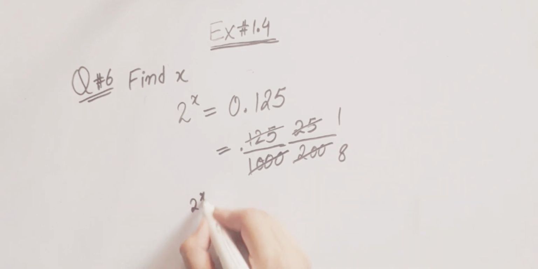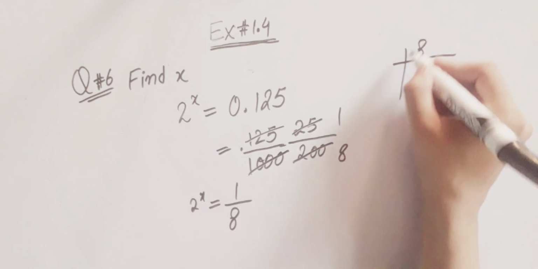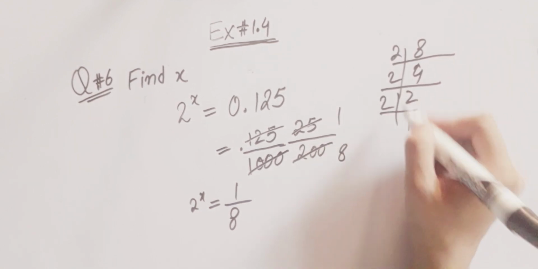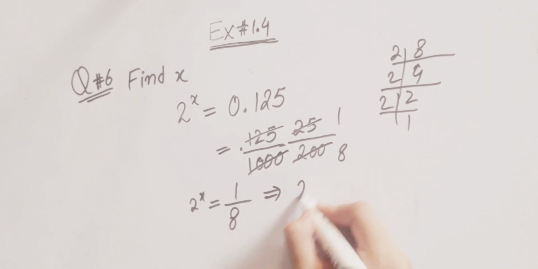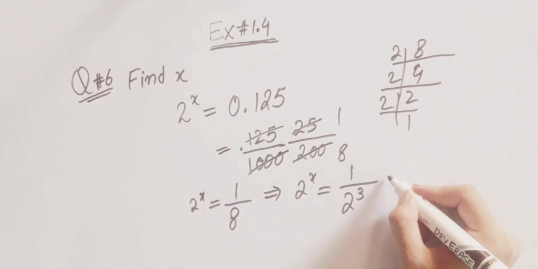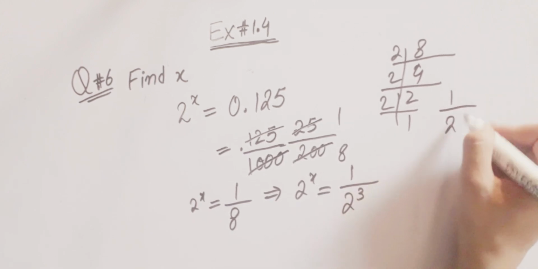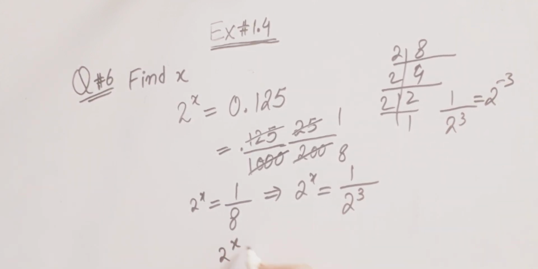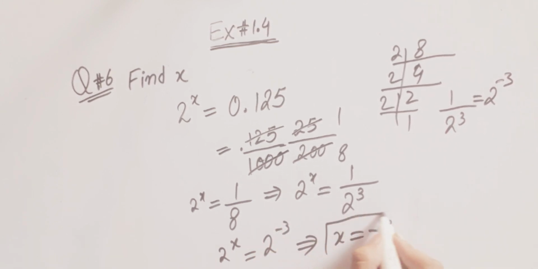2 power x is equal to 1 by 8. By making the prime factors of 8, we have 2 power 3. 2 power x is equal to 1 by 2 power 3. 1 by 2 power 3 can be written as 2 power minus 3. So 2 power x is equal to 2 power minus 3, which implies that x is equal to minus 3. This is the answer of this question.